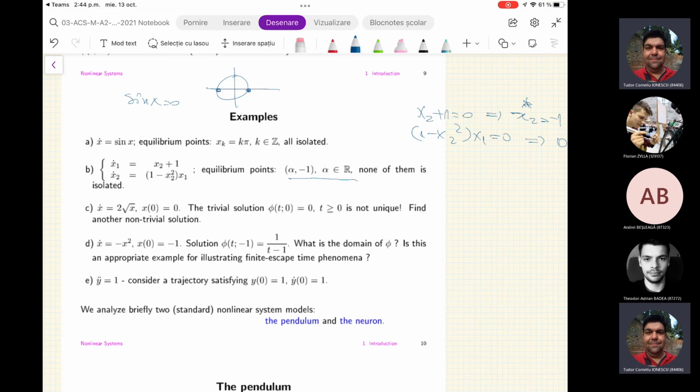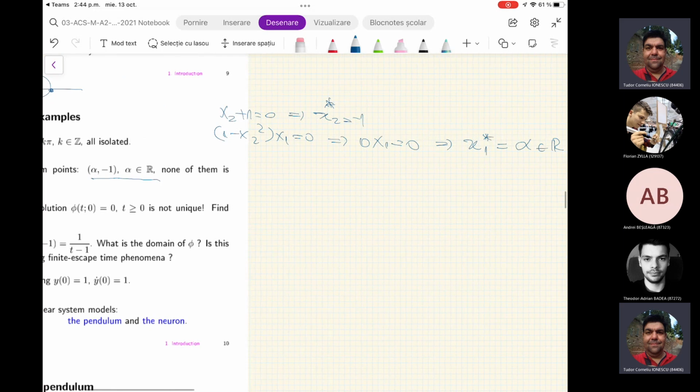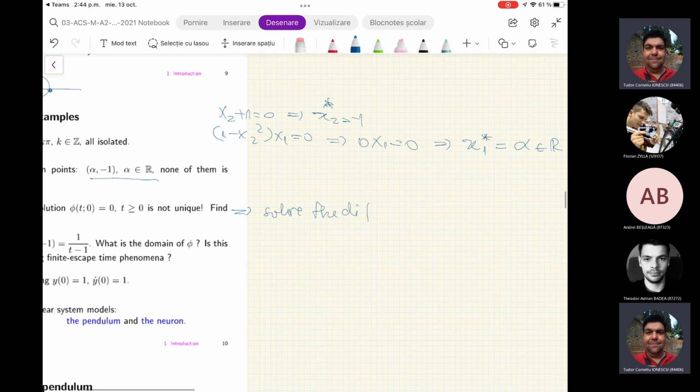All right. Here you have x dot is 2 square root x, and the initial condition is x naught equal to 0. So you have the trivial solution phi of t equals 0. This is not unique. So you do not have only the trivial solution. You have to find a non-trivial solution. And how do you do that? You need to solve the differential equation.